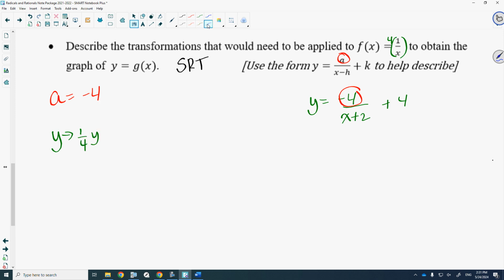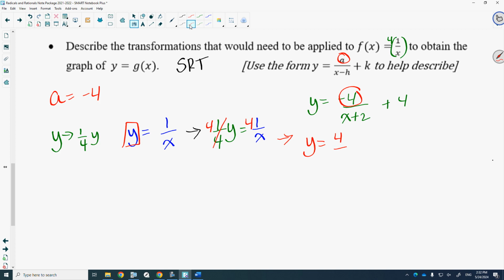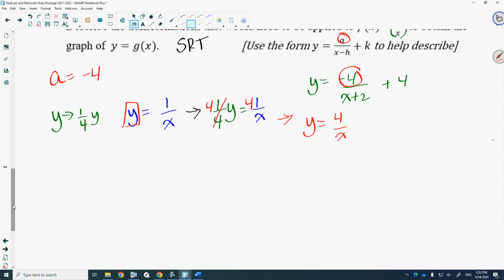So the original equation is y is equal to 1 over x. This will come out and it's going to be replaced with 1 over 4 y. Okay, let's isolate y. I'm going to multiply both sides by 4. And I will get y is equal to 4 over x. Now I'm going to take care of the reflection. So this is a reflection and there's a negative here, so we know that there's a reflection. That's going to be a replacement on y, so y is replaced with negative y.